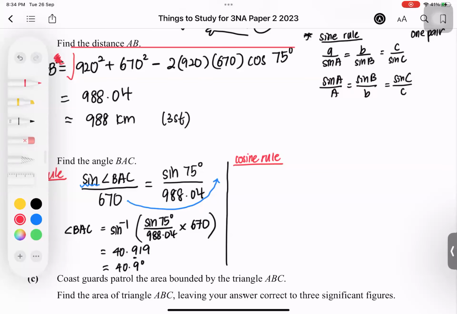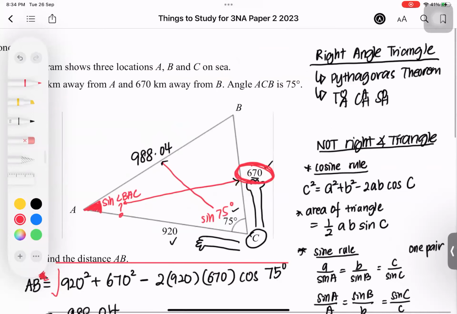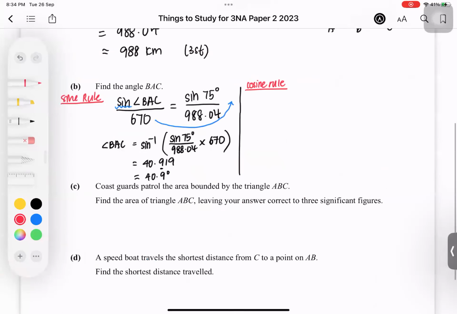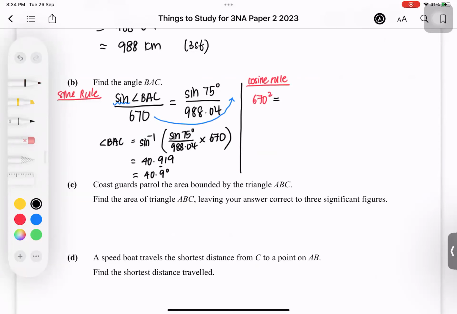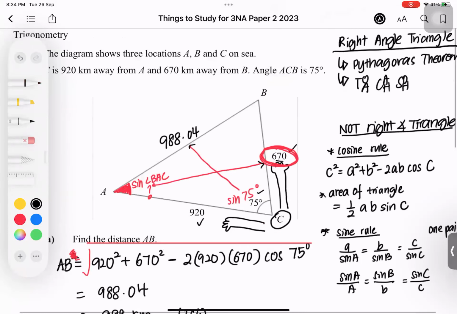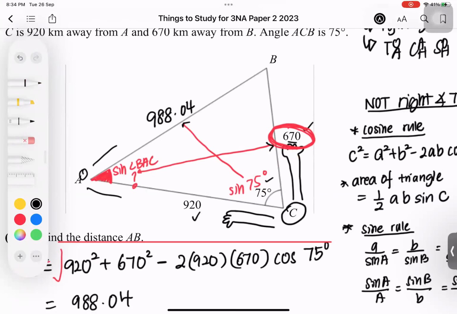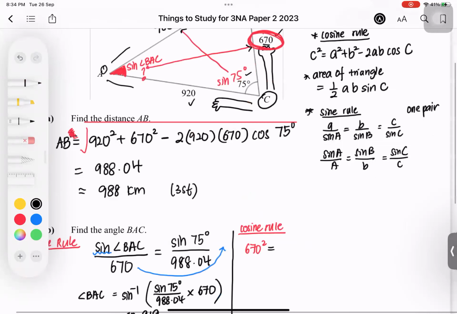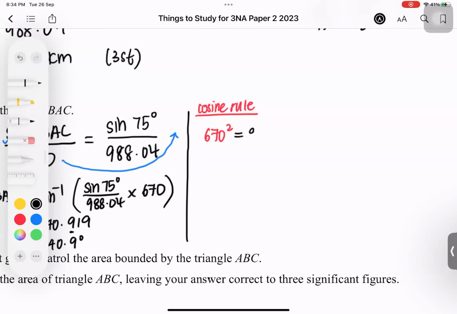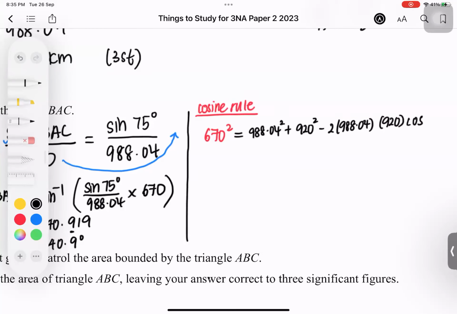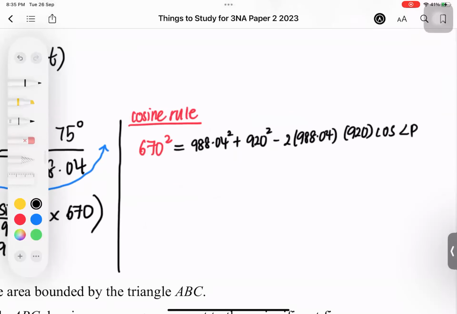Okay, so I'll start with the side opposite to it, 670. So I'll start with 670 squared equals the two sides beside the angle. The two hands of the angle are here, okay? 988.04 and 920. 920 squared, A, B, cosine the angle that I want to find, BAC.